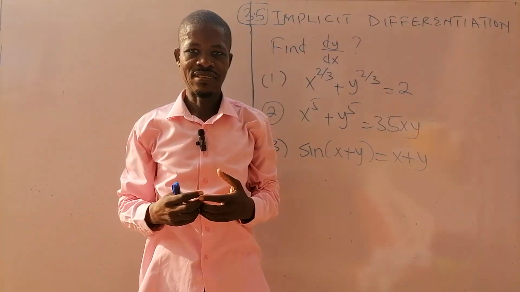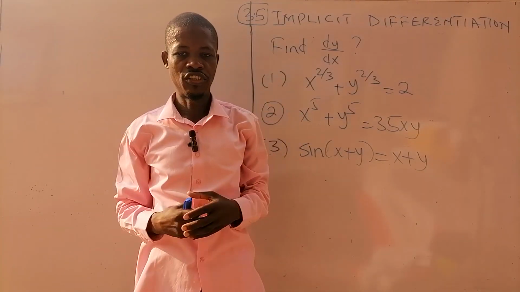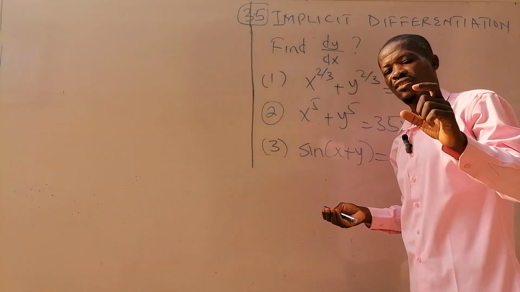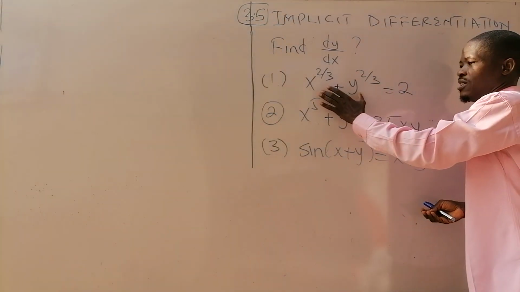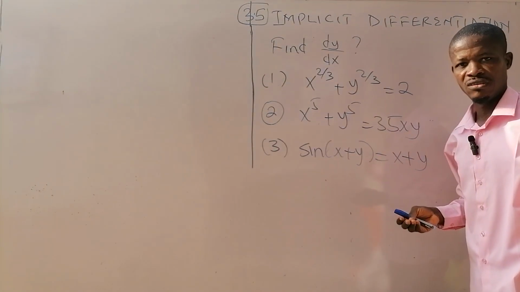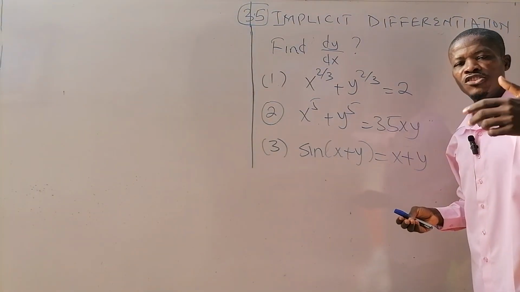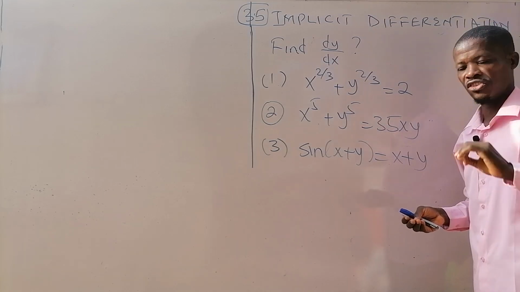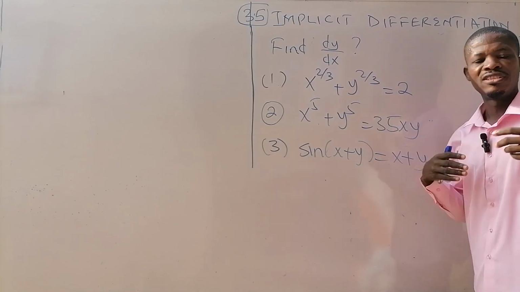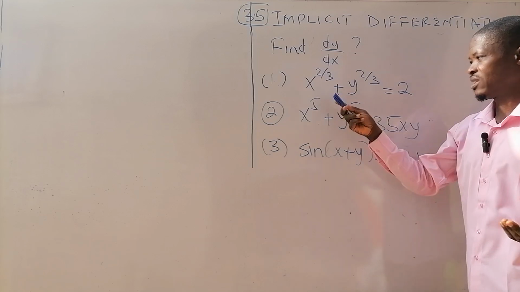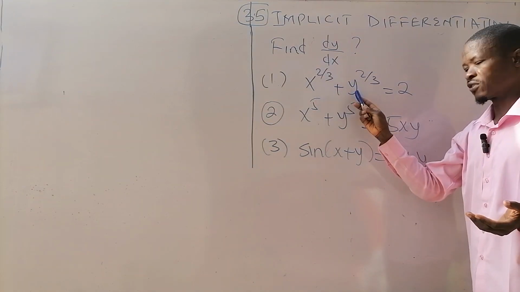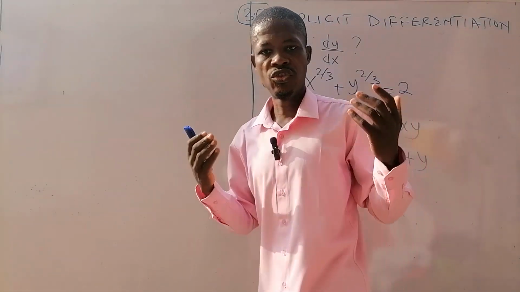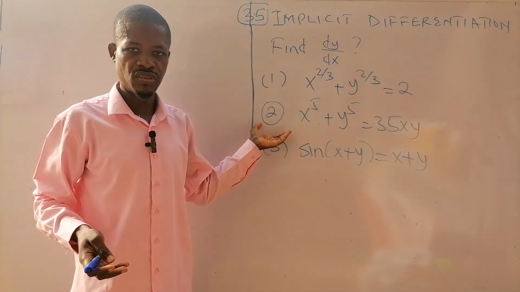We're going to be looking at implicit differentiation. The question now is, when do we use it? We use it when we have two different functions, unlike the ones we have been doing before on chain rule, product rule, and quotient rule, which were a single function. But in this case, it's going to be two functions. You can see function x, function y. The question we have on the board has two functions, so we use it for two variables.